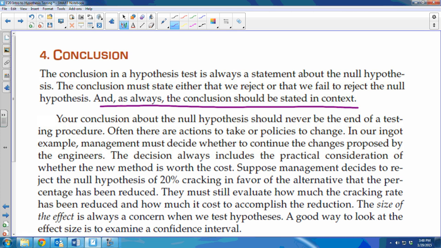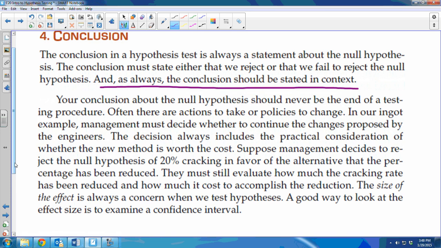It goes on to say your conclusion should never be the end of a test. If you're in the real world and you were doing a statistical test, you wouldn't just stop and be done and make a conclusion. For example, with the airplane, their 6.7% p-value would have shown evidence that this cracking rate had been decreased. That means they would run more tests, they would try again, or maybe try to improve even more. You normally don't just stop and say that and you're done. Normally you're doing something actively and so you're going to continue on.